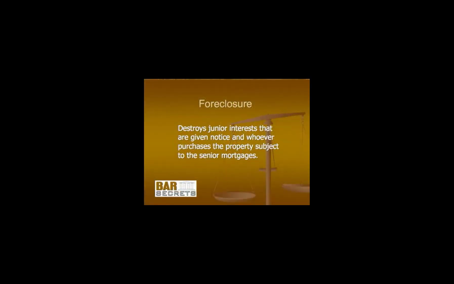What happens if the mortgagor, the debtor, defaults? Say the mortgagor defaults on the 3rd mortgage. Well, the person holding the 3rd mortgage can then foreclose. Now here's the rule you have to remember: foreclosure destroys the junior interests that are given notice, and whoever purchases the property takes it subject to the senior mortgages.